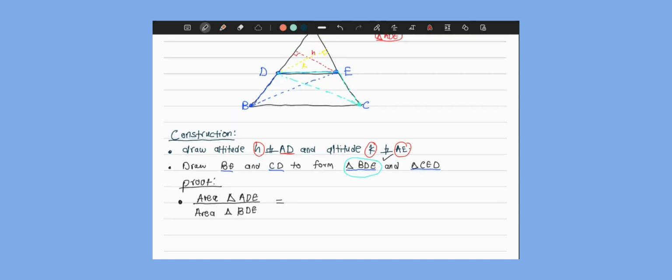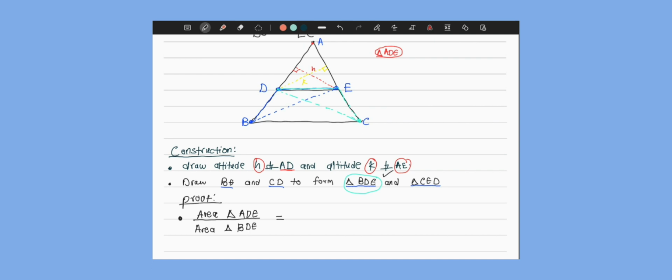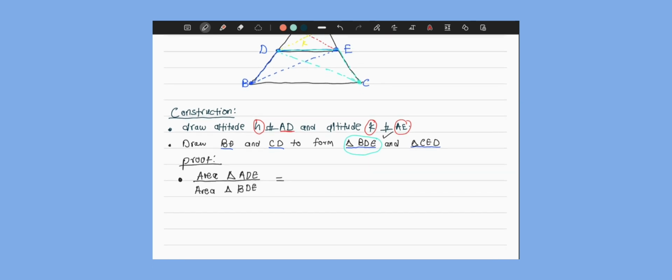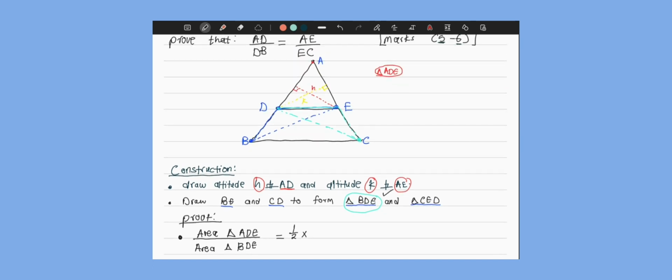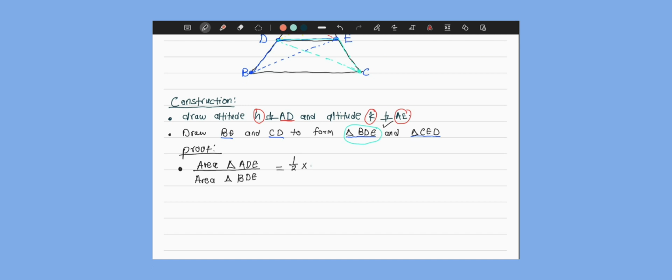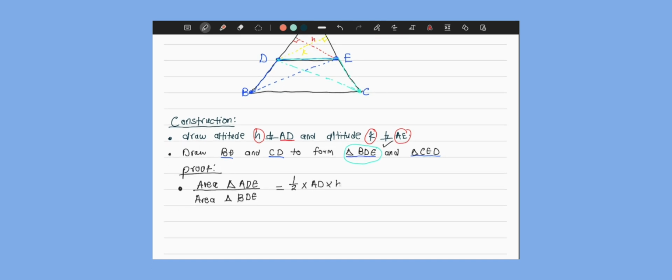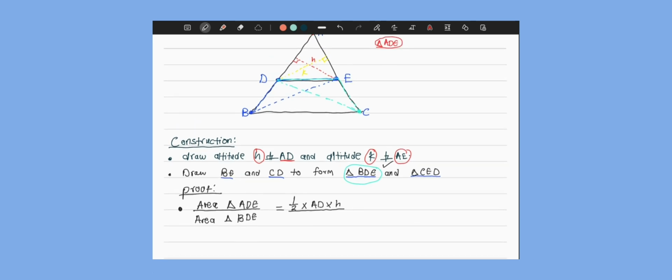So let's check the triangle ADE. In this first point, I'm going to use the first altitude, which is H. I'm going to take the base as AD here, and find the area. So it's going to be half multiplied by the base AD, multiplied by the height as my altitude, the altitude h. Then I divide it by the area of the triangle BDE.